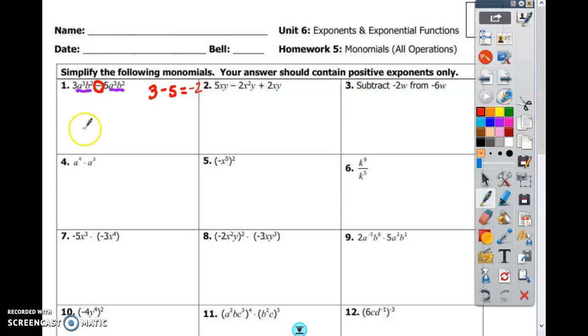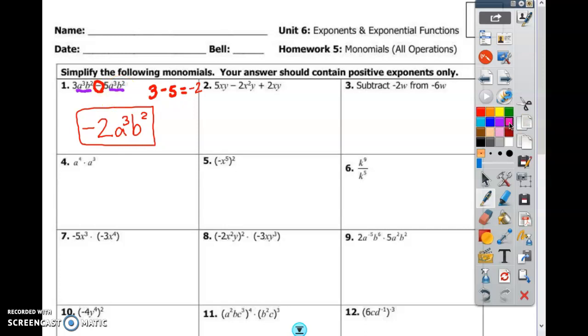Okay, so the answer would be -2 and whatever they have in common, which in this case is a to the third power, b to the second power. So all we had to do was subtract the numbers if they have the same terms.